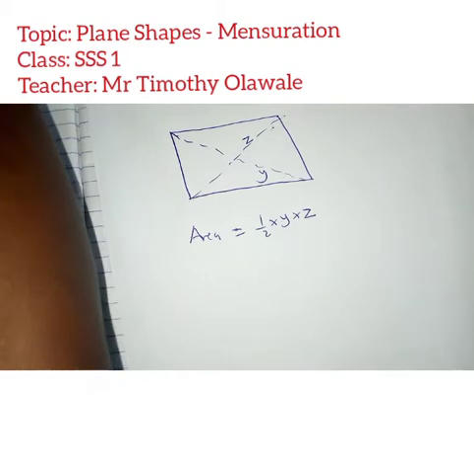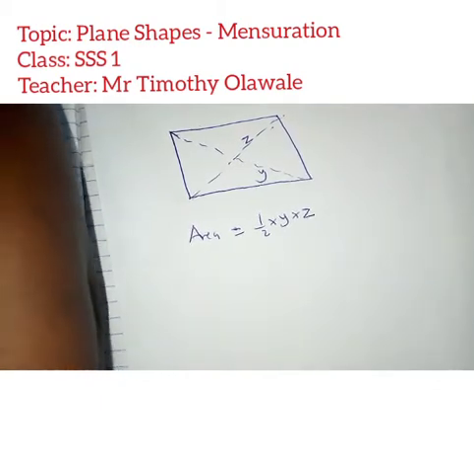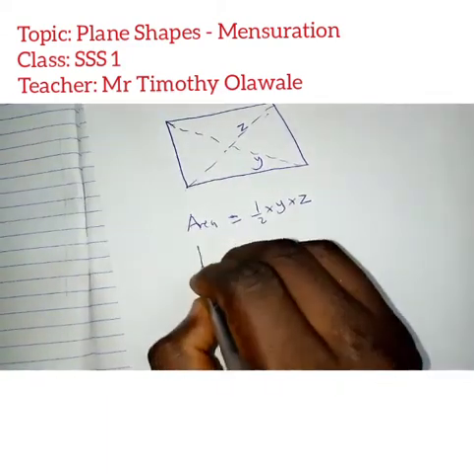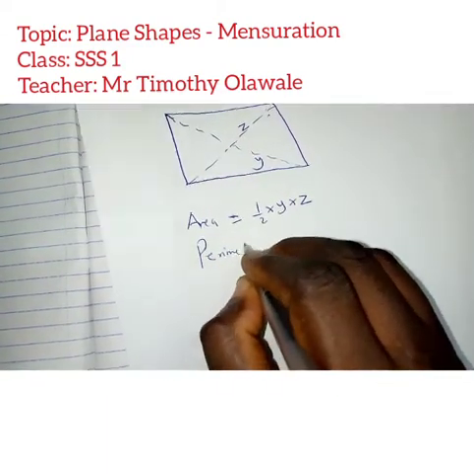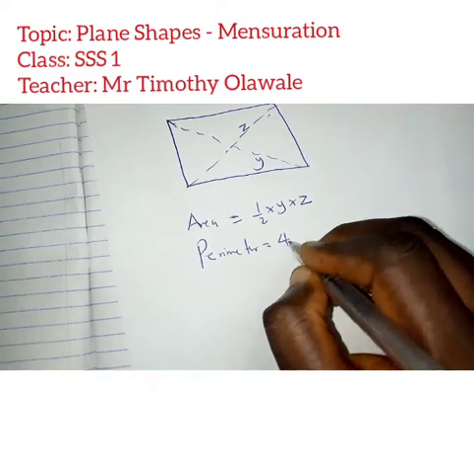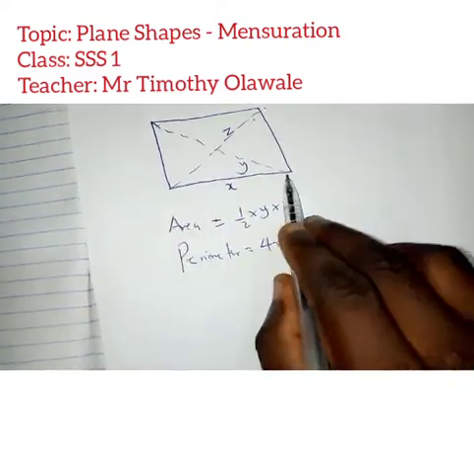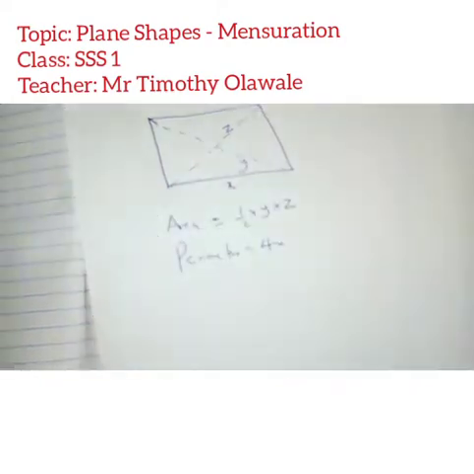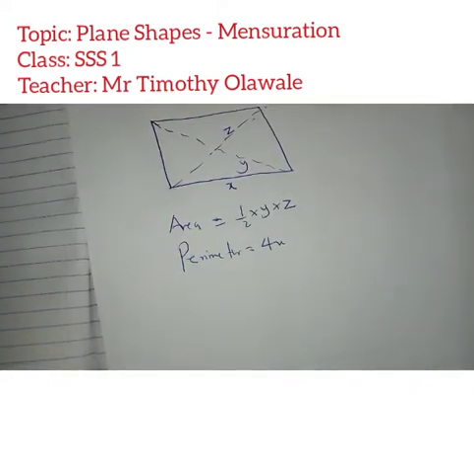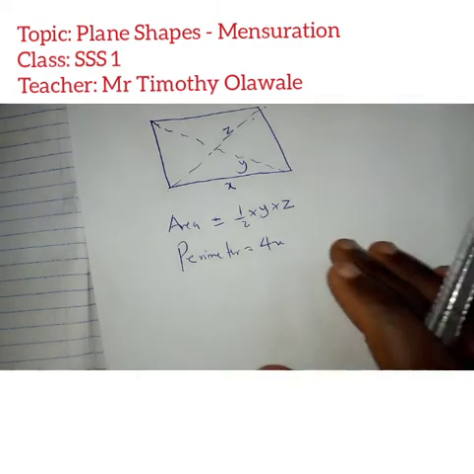And then the perimeter of the rhombus equals 4x. Where is the x? We are taking this side as x because they have equal sides, so it's x plus x plus x plus x. So that is the perimeter of the rhombus. Please pay attention to that.